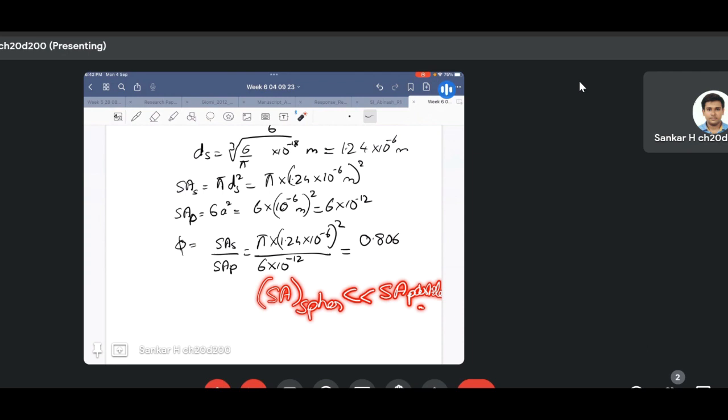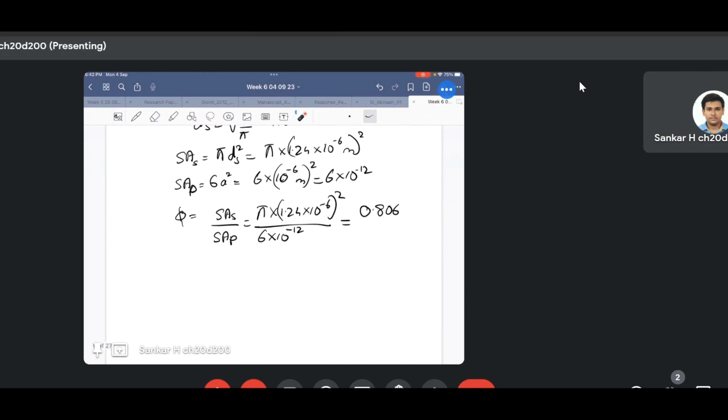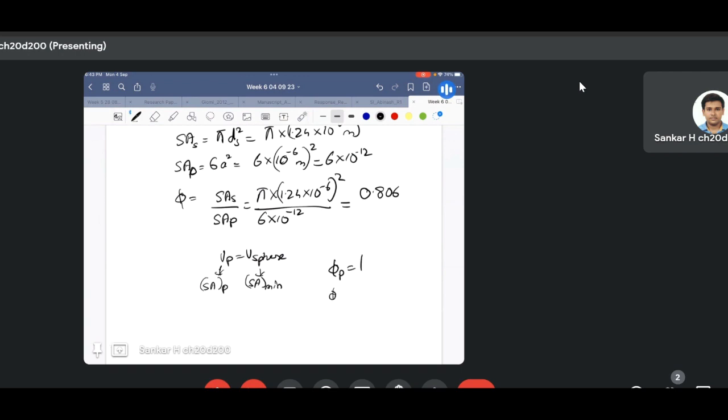So that is basically the reason why we take the surface area of the sphere to the surface area of the particle with the same volume as that of the sphere. If we equate the volume of the particle to the sphere, this sphere will have the minimum surface area for any kind of particle. If it's a perfectly spherical particle, then the sphericity of the particle will be equal to 1. Any other shape will have a sphericity that is less than 1.